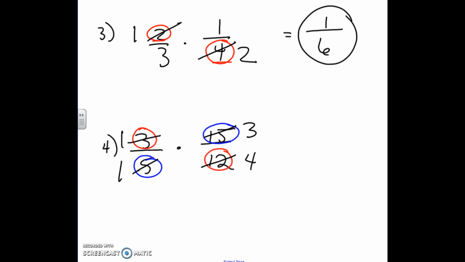So now I have 1 over 1 times 3 over 4. We multiply our numerators. 1 times 3 gives me 3. On the bottom, the denominators, 1 times 4 gives me 4. My answer is 3/4. Hopefully that clears everything up on multiplying fractions.